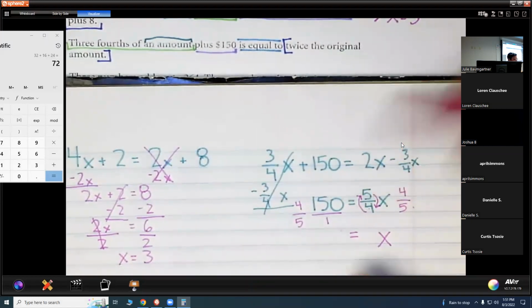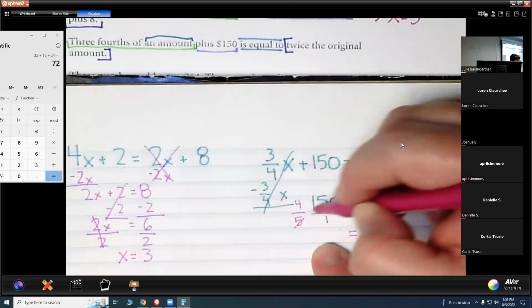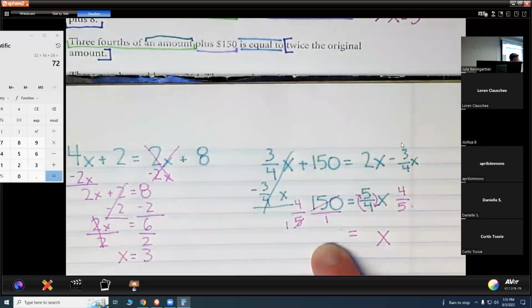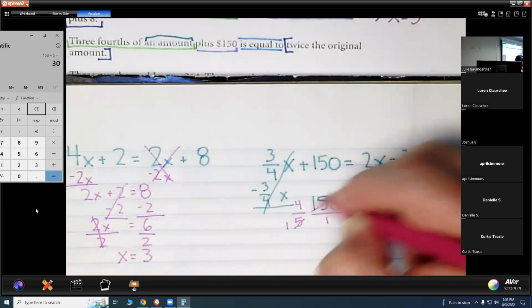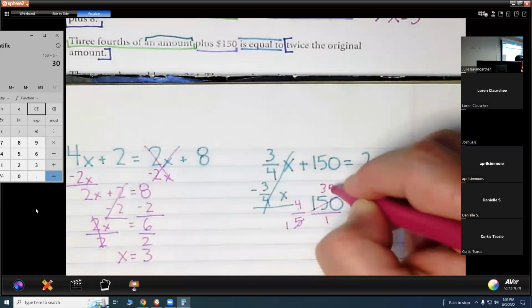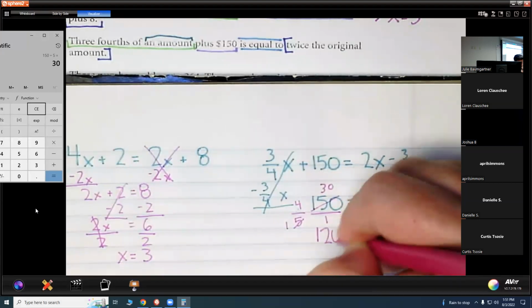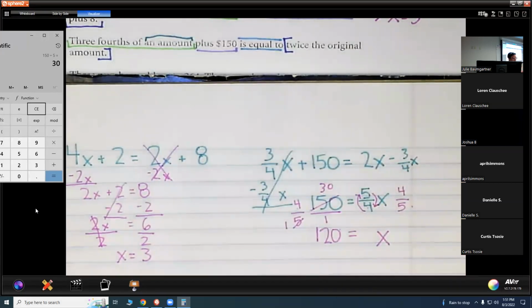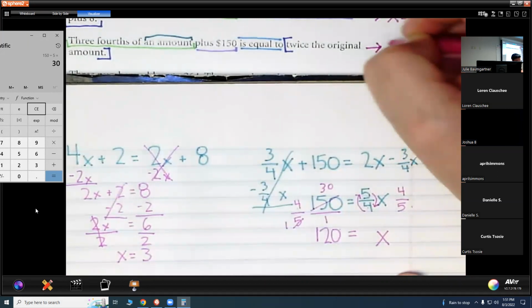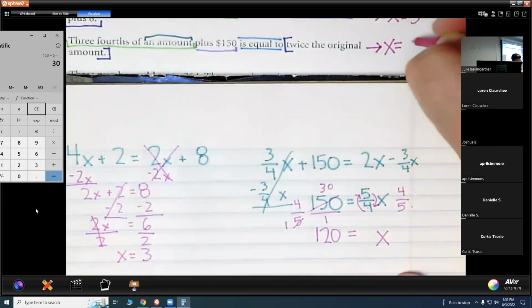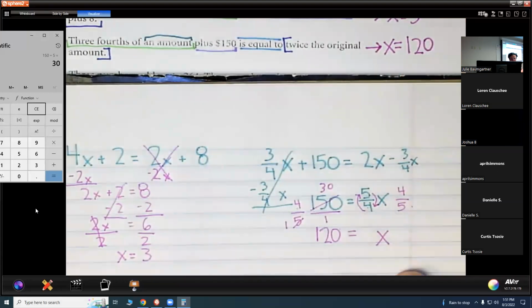Then here, I can see that I can cross reduce. I can take a 1 out of here. Let's see, 150, I think it's 15. No, 150 divided by 5 is 30. So then 4 times 30 is 120. How's that one feel? Get that?